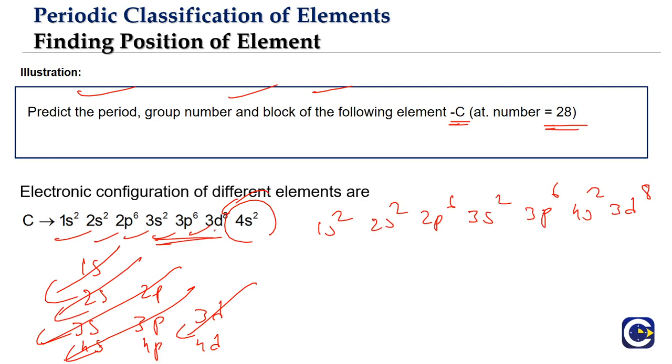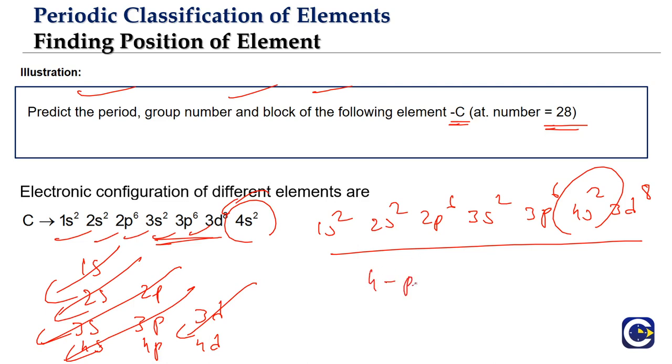Sometimes we can try and keep all the subshells of an orbit together and we can make it like this. But when we are filling up the electrons, we should follow the Aufbau principle, that n plus l rule, and then we should write the electronic configuration. Okay. Now let us look at it. What is the outermost orbit? It is the fourth orbit, isn't it?